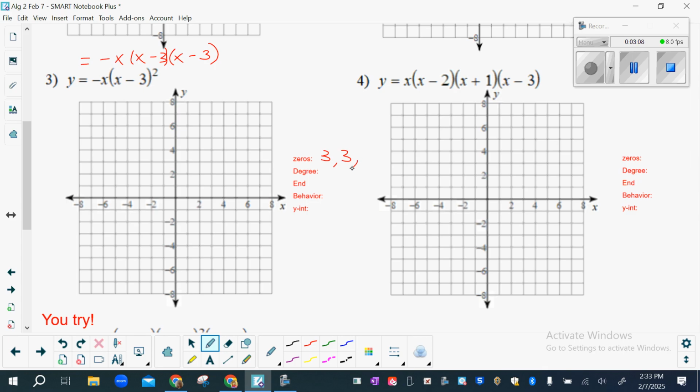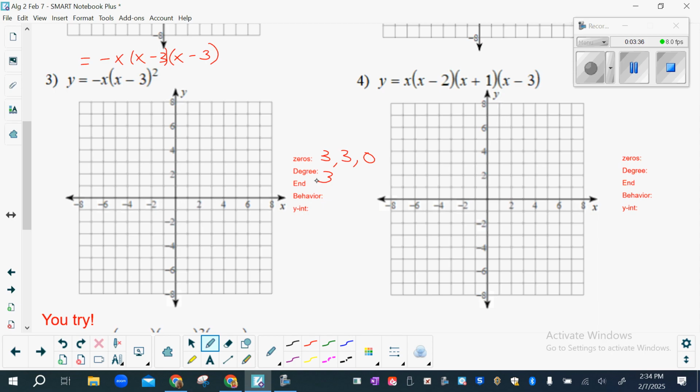And then what else is our 0? We have one more. This is a 0. When we set negative x equal to 0, that means x is 0. Questions on that? Okay, so those are your 3 zeros. So your degree is going to be this group right here. So many 3? 3. So degree is 3.